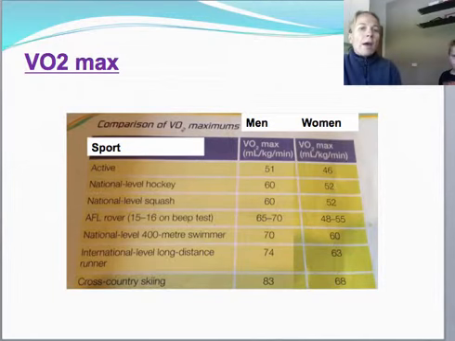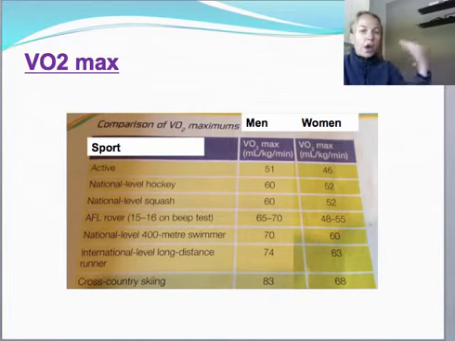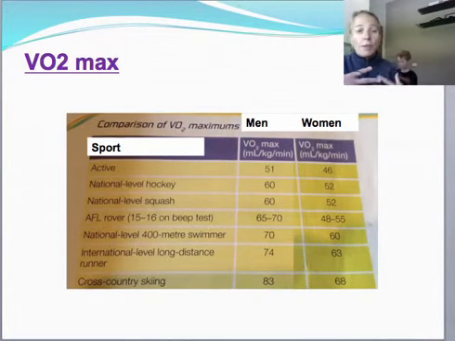Hang on. Before we go on, a reminder of our VO2 maxes for men and women. For a national endurance sport, such as cross-country skiing, our VO2 max is as high as 68 or 70 for women and over 80 for men. That's measured in milliliters per kilogram per minute. For someone really active, it's around 45 to 50, depending upon man or woman.